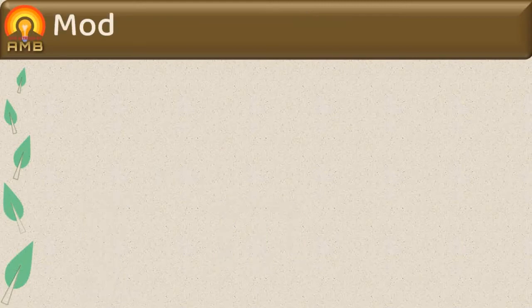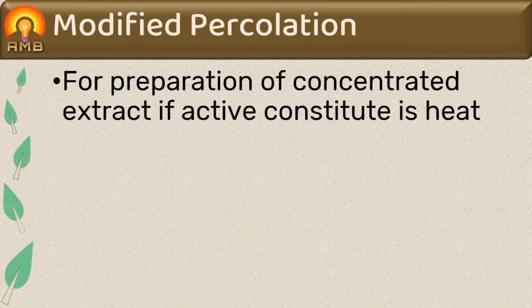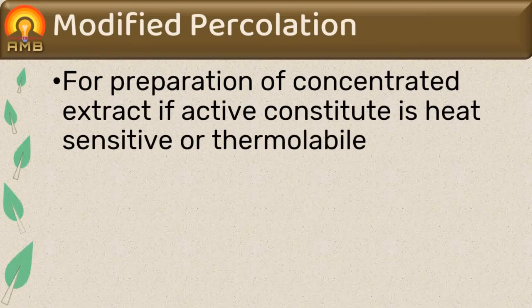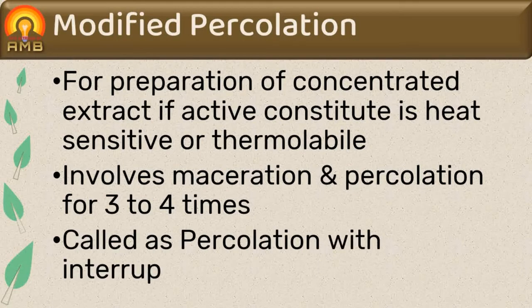Now the next process is modified percolation process or percolation with interruptions. For preparation of concentrated extract, reserve percolation process can be used only if active constituents are heat stable. If active constituents are heat sensitive, modified percolation process can be used. This process involves maceration and percolation of drug 3 to 4 times. Hence it is also called percolation with interruptions.